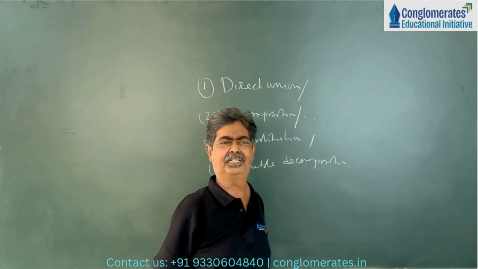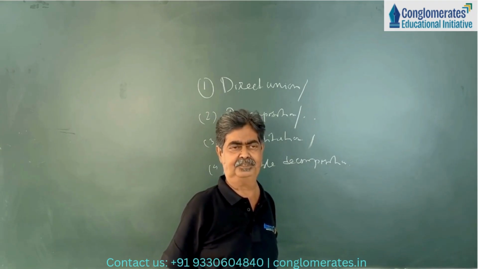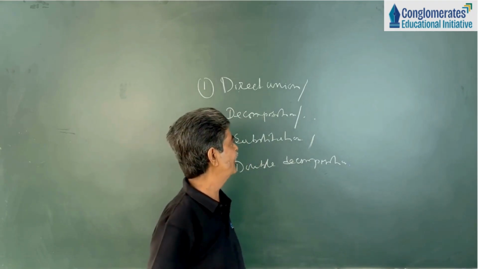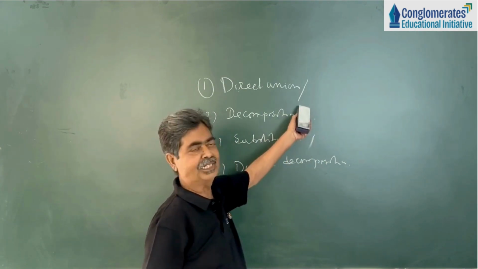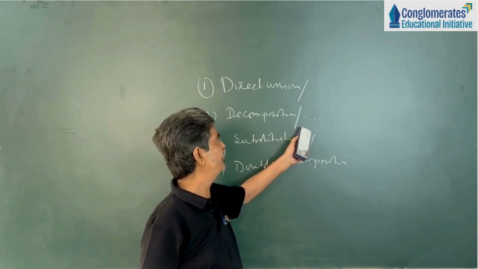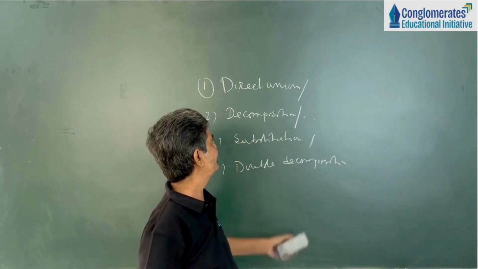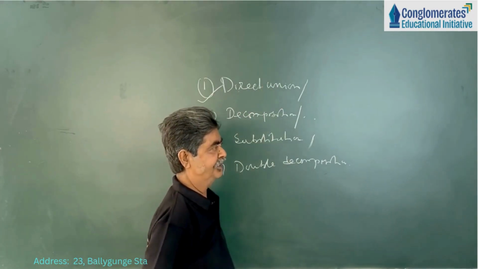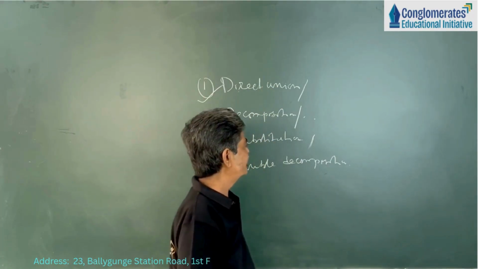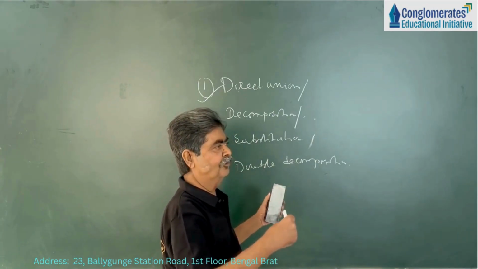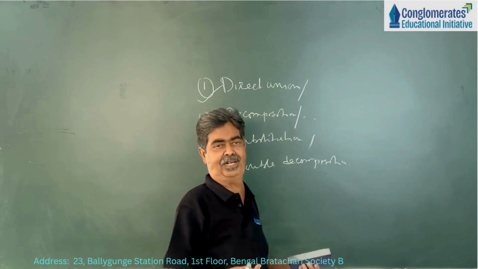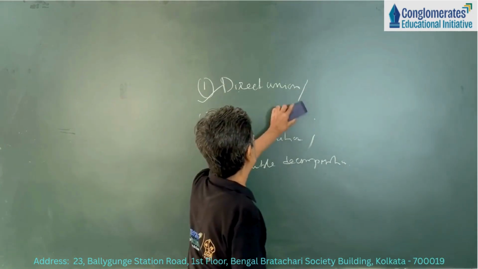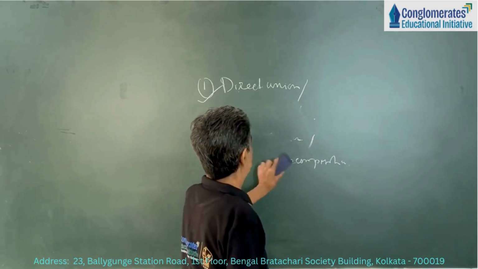Though we know there are several different types of chemical reactions, according to your standard these four types are very important. So today I will teach these four types. The first one is direct combination. What do we call direct combination? Direct combination means the combination of two or more substances together to form a new product, a new compound. That's called direct union, also known as synthesis or combination.